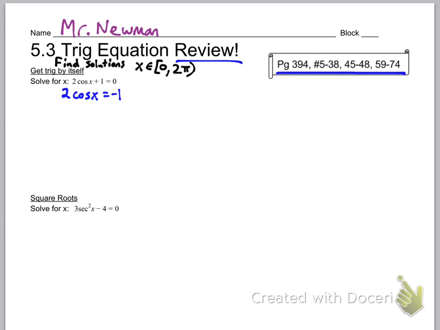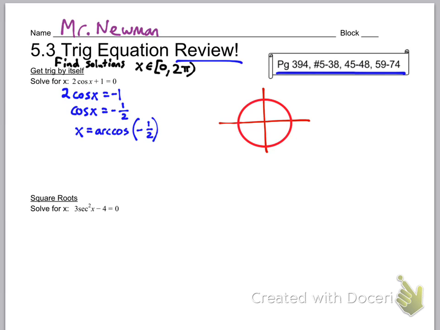All right, now solving for x. I'm going to get cosine of x by itself. That way we can use the inverse trig. So you notice cosine of x equals -1/2. So x equals inverse cosine, or arc cosine, of -1/2. Well, how do we figure that out again?